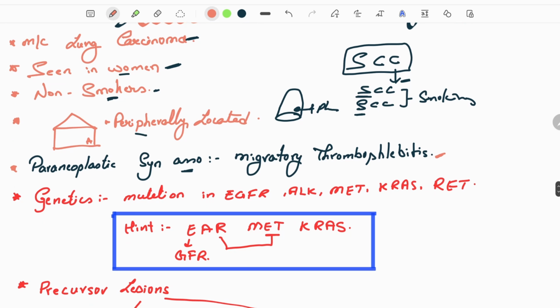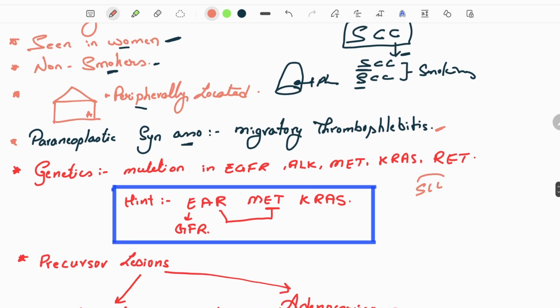And the genetics. In squamous cell carcinoma, the genes affected are chromosome 3p, 9p and 17p, and also the RB gene and P53 gene, whereas in adenocarcinoma, the EGFR gene, ALK gene, MET gene, KRAS and RET gene are also getting affected.